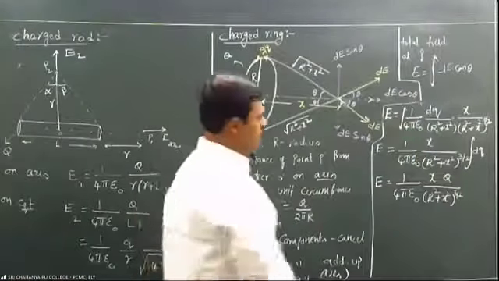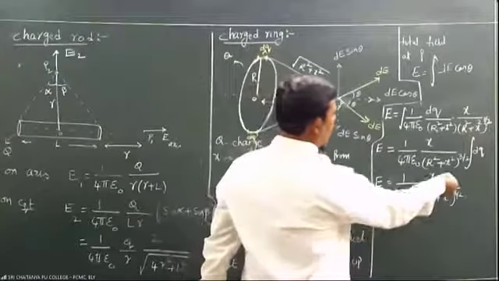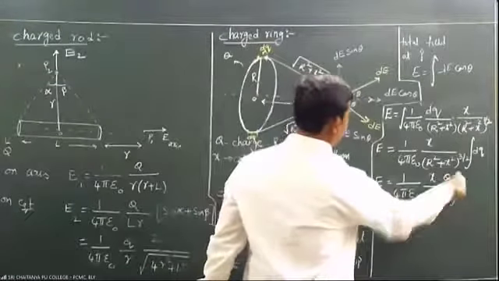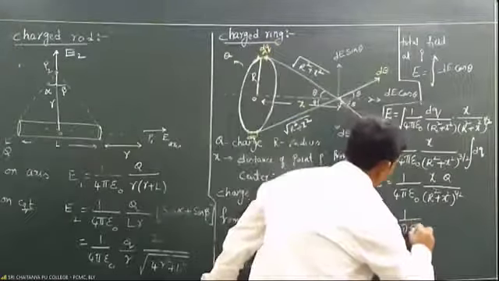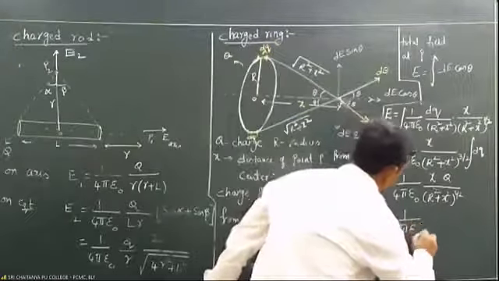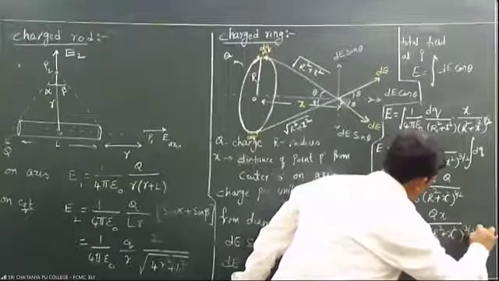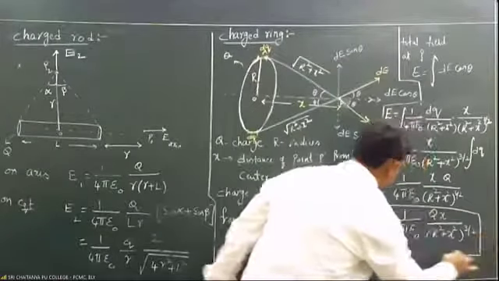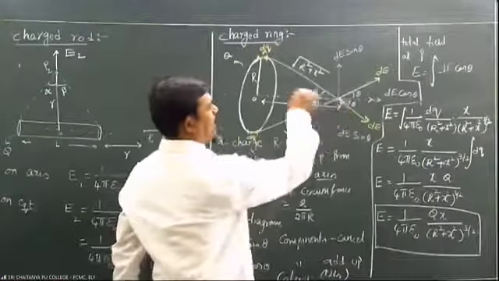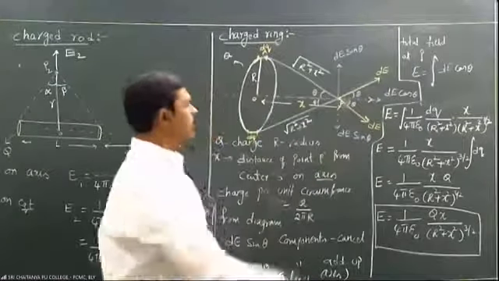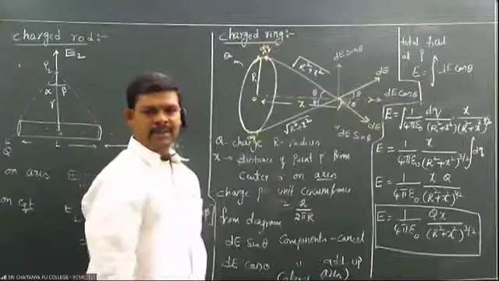Right? So 1 by 4 pi epsilon naught qx by r square plus x square. So the required result is 1 by 4 pi epsilon naught qx by r square plus x square whole power 3 by 2. This is the intensity at a point along the axis due to this ring. Clear? Come on, note it down or take a screenshot right now.